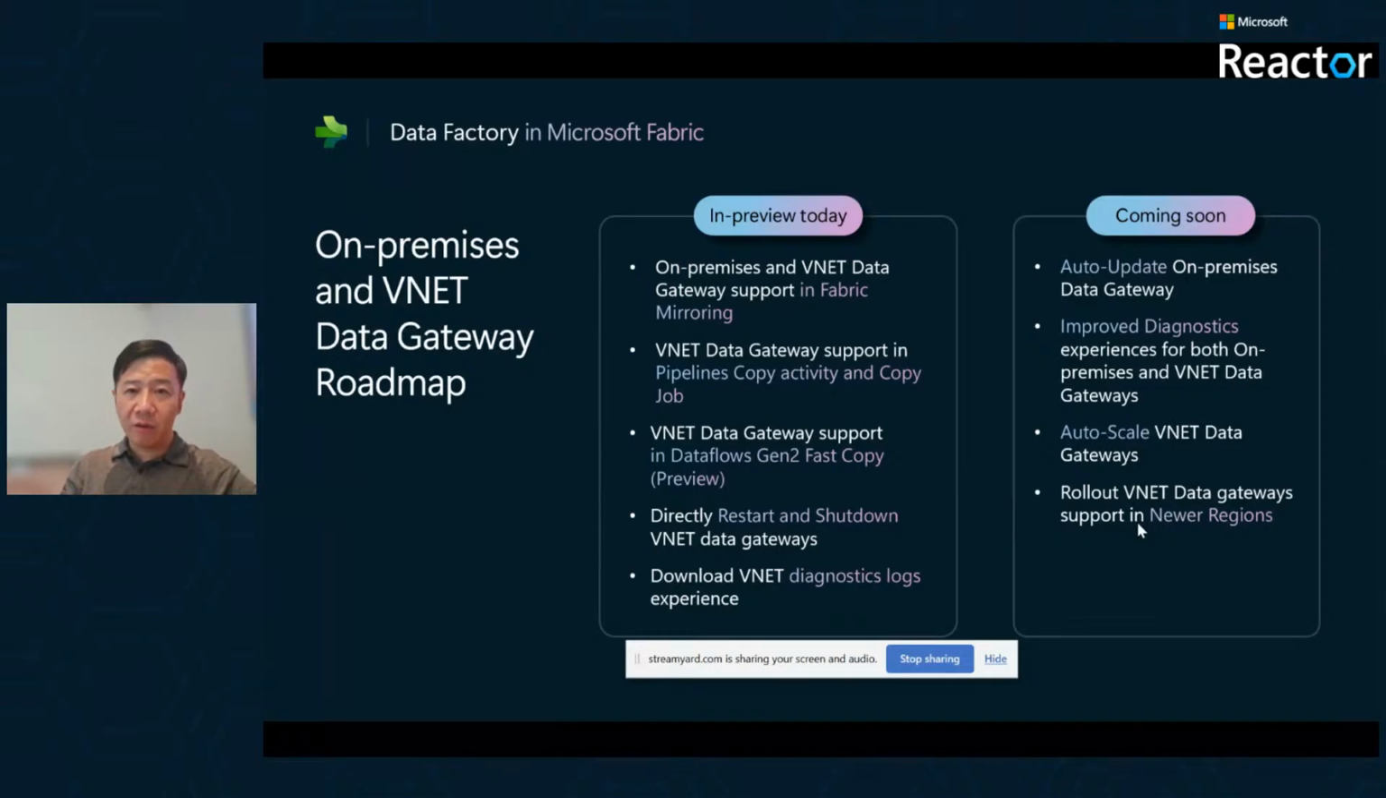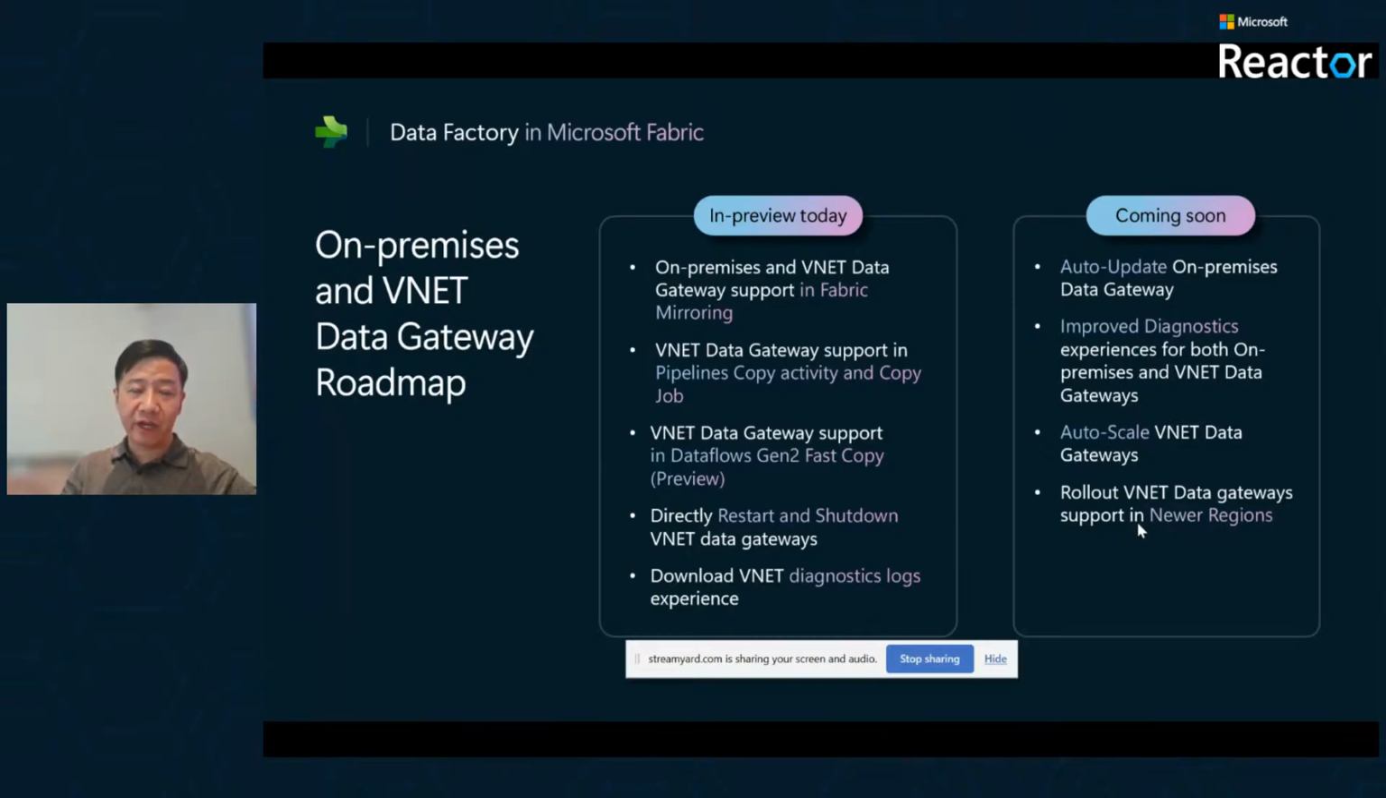And what will be coming soon is more powerful features on the on-premise data gateway and the VNET gateway, like auto update. Auto update is a feature that helps your on-premise data gateway keep up to date, right? You don't need to log into every node, the 10 member nodes, to upgrade every on-premise data gateway. They will be updated automatically in a graceful manner and in a controlled way. And also, we will improve the diagnostic experience for both on-premise data gateway and VNET data gateway.